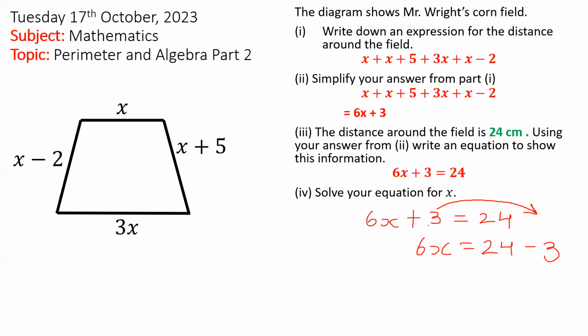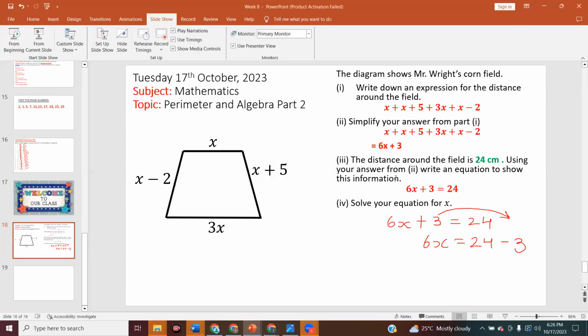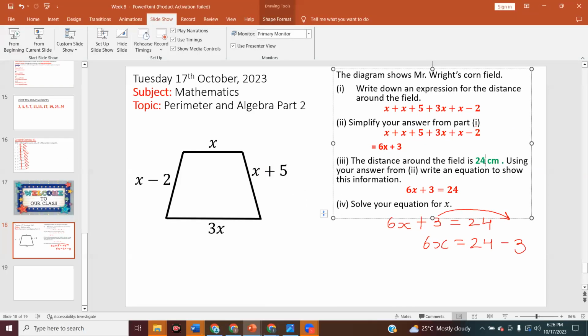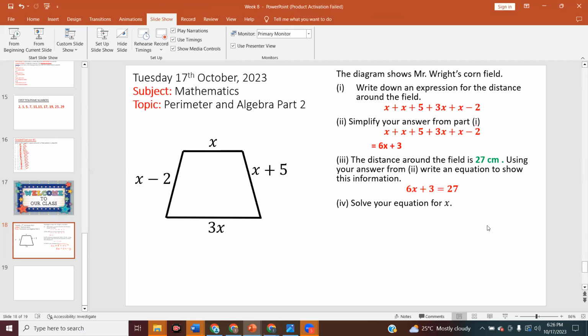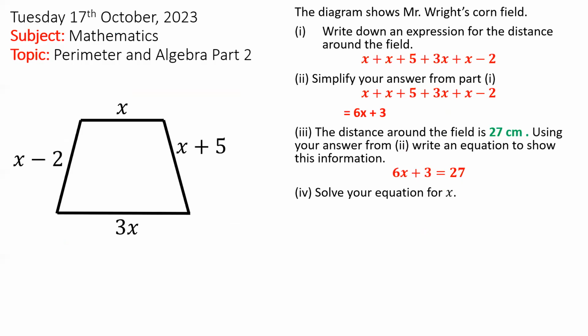Okay. Good. Now we subtract. What is 24 minus... No, my apologies. This is not supposed to be 24. It's supposed to be 27. I put 24. Change it to 27, please, or else your answer will be weird. I was thinking 24 in my head. So it's supposed to be 27. Change it to 27 for me.